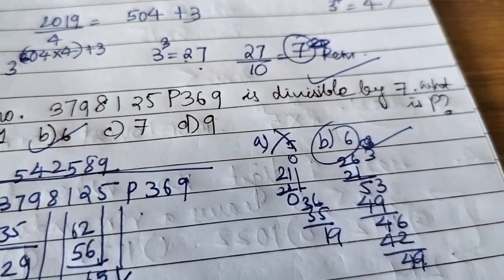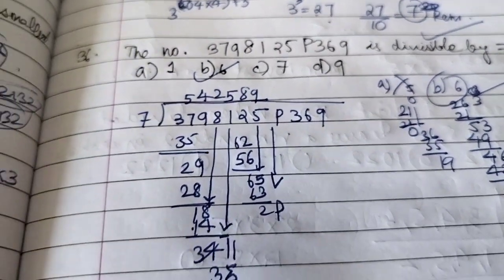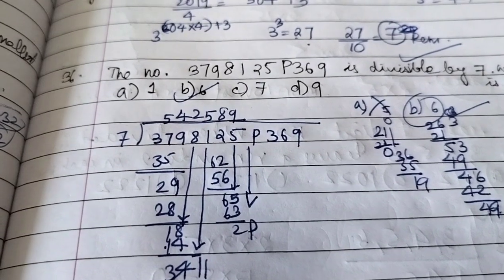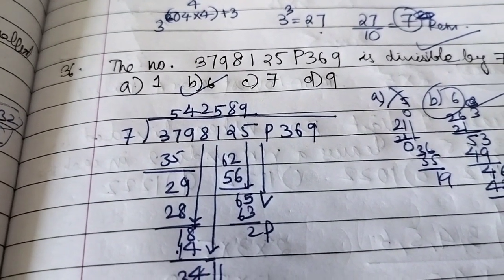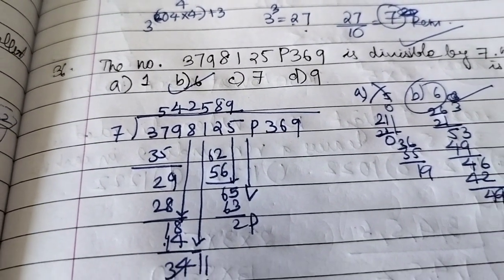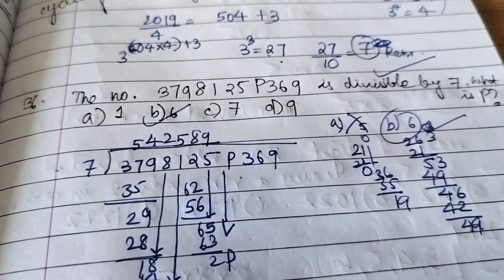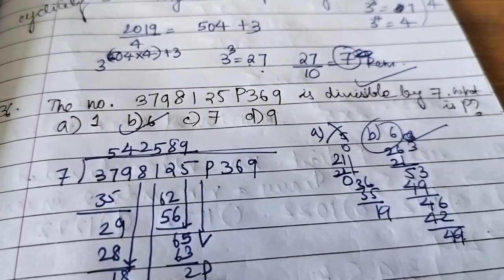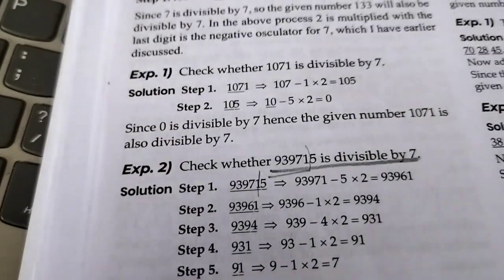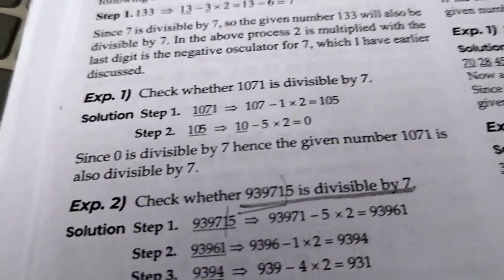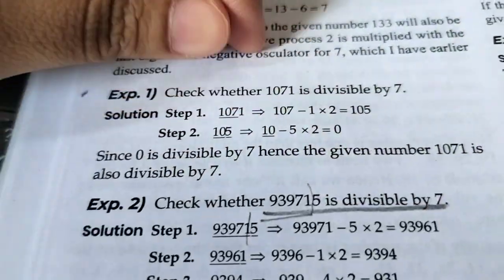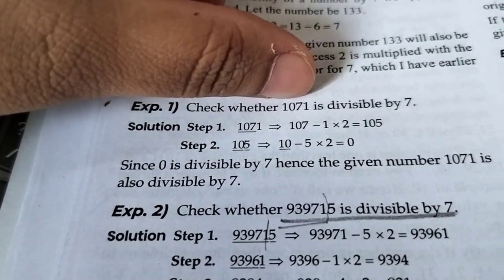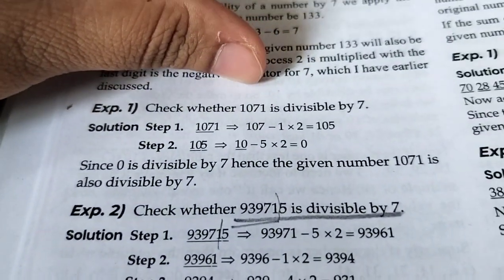The number is divisible by 7, then what is p? So I'm not sure what exactly. Yeah, you need to know the divisibility of 7. All right, 1 second. Okay, so divisibility of 7 is this. So this is the number 1071. We have to check the divisibility by 7.